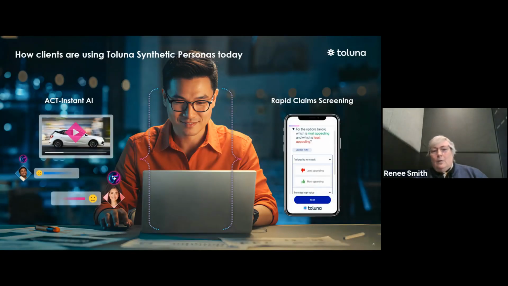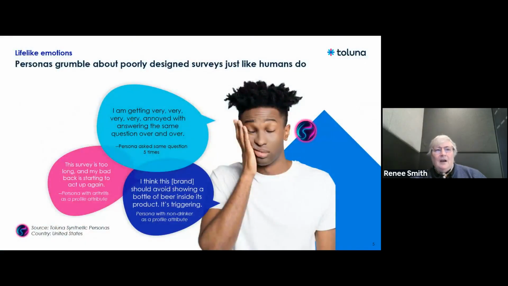All right. What do we currently offer in terms of synthetic personas? And this isn't a sales pitch. It's just so you know where most of the validation testing has been done. We have Act Instant AI, which is a copy pre-testing solution that uses 100% synthetic personas. It's automated end-to-end. And we have a rapid claims screening solution that also uses 100% synthetic personas. So much of the validation, not all, but much of it that you'll see will come from these, as we validated these two solutions.